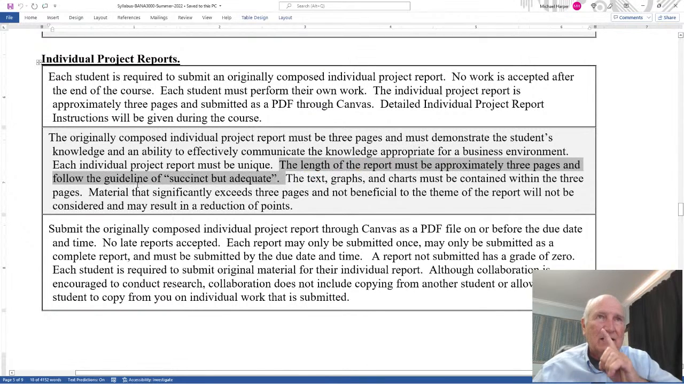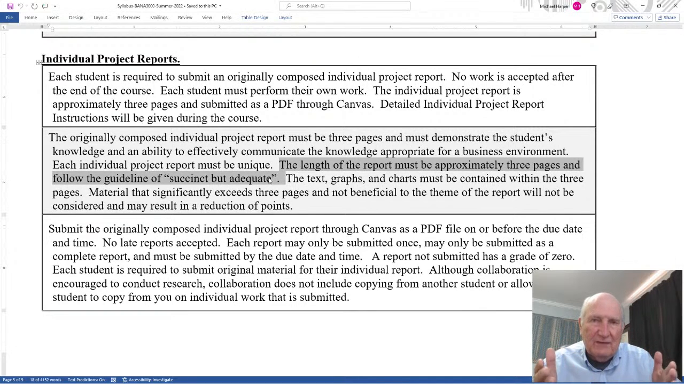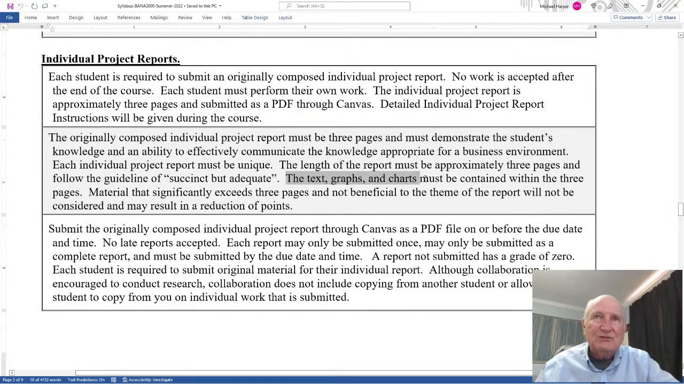The guideline of succinct but adequate. In business, things should be succinct, as short as possible, but adequate to convey your message. The text, graphs, charts must be contained within the 3 pages, approximately 2.5, 3.5, something like that. Material that significantly exceeds 3 pages and not beneficial to the theme of the report will not be considered and may result in a reduction of points.